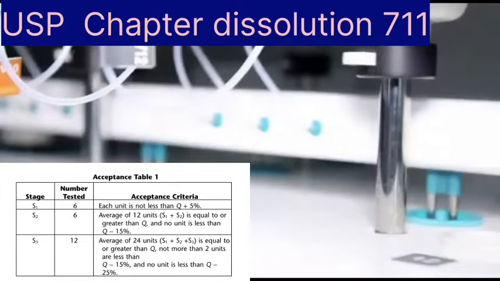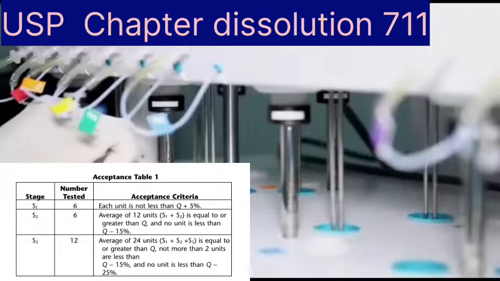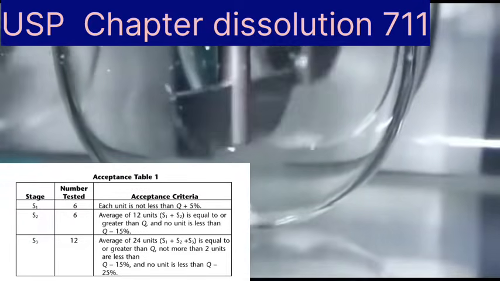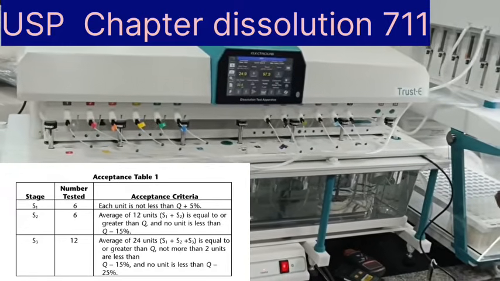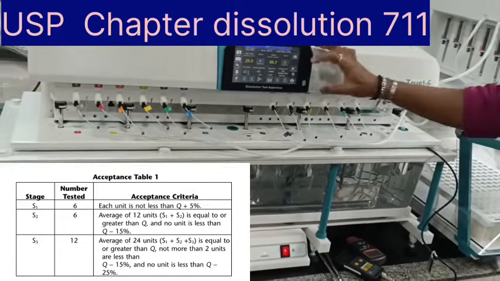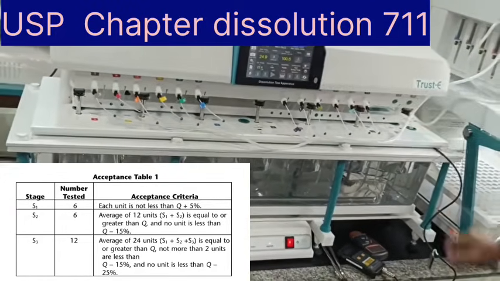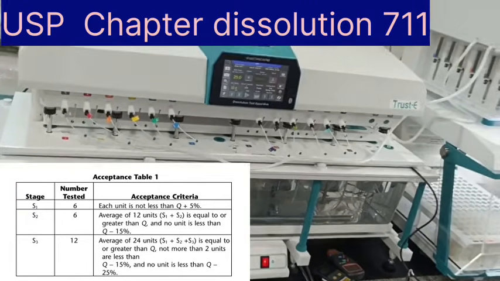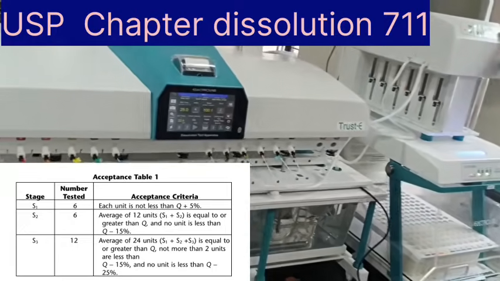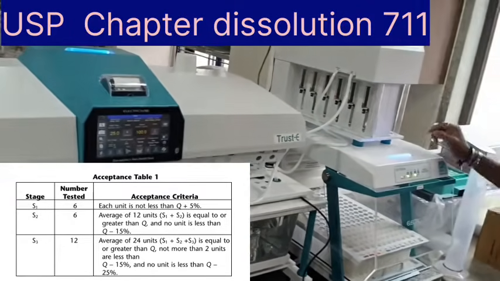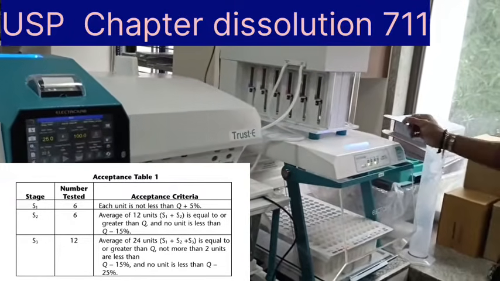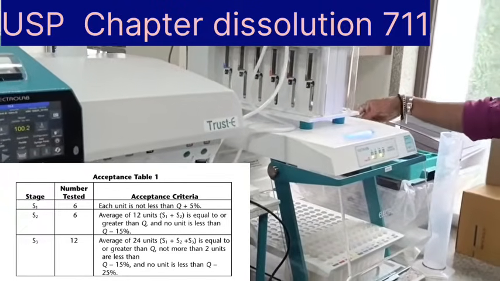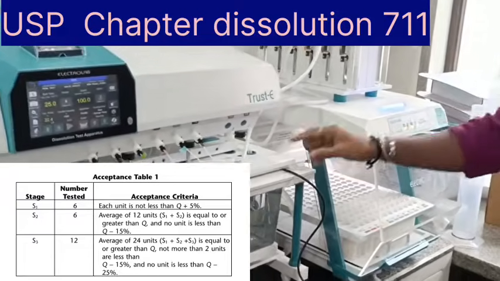But if 1 or 2 units are less than 90%, then you have to continue the dissolution at the S2 stage. How is the S2 stage conducted? You have to conduct the dissolution on 6 additional units. You have conducted the dissolution with 6 units at the S1 stage, and that is not meeting the specification, and hence you are now moving to the S2 stage, where you are going to conduct dissolution on 6 more units. So in total, at the end of the S2 stage, you are going to have 12 dissolution unit data, 6 from S1 and 6 from S2.